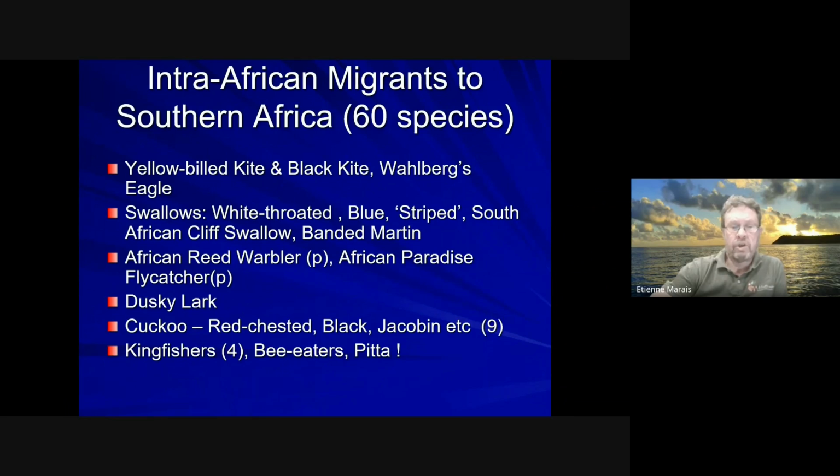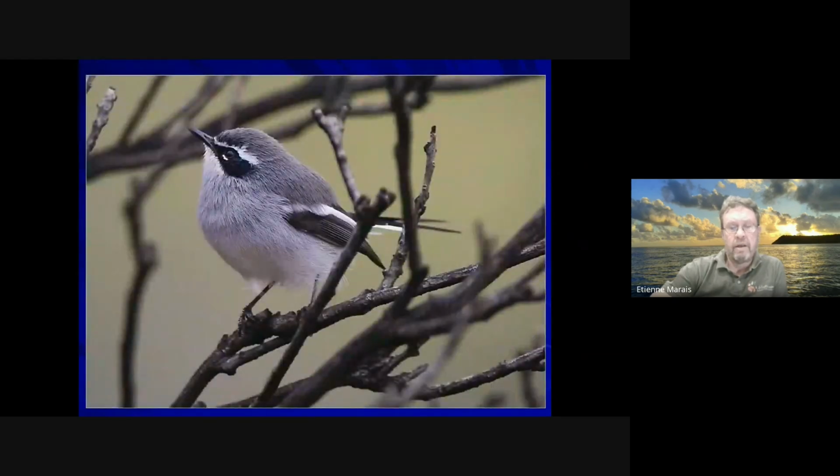Dusky lark, which is a short distance intra-African migrant, various cuckoos, kingfishers, bee-eaters, and of course African pitta as well. And then we have the interesting phenomenon of species which show a variety of different migration modes within the region.